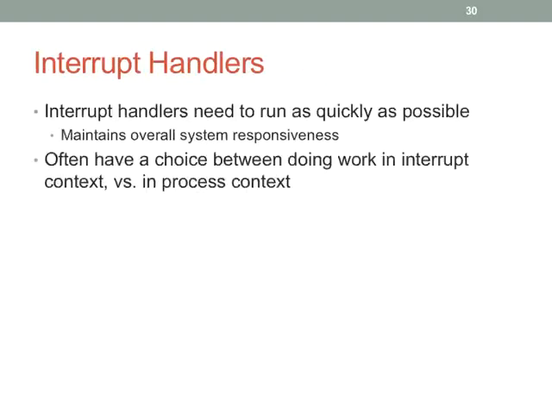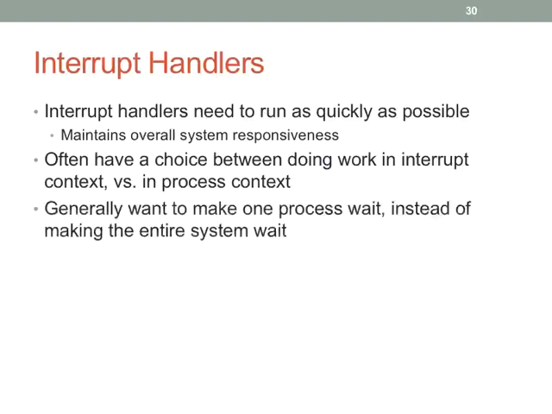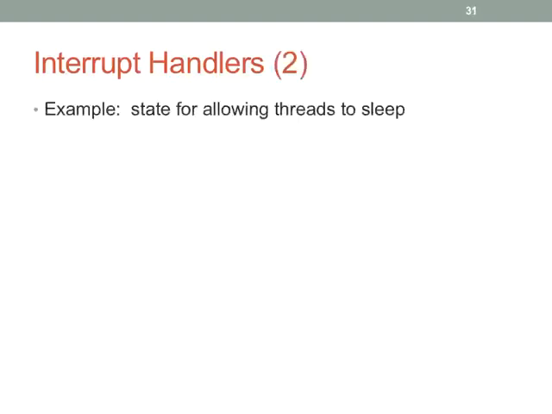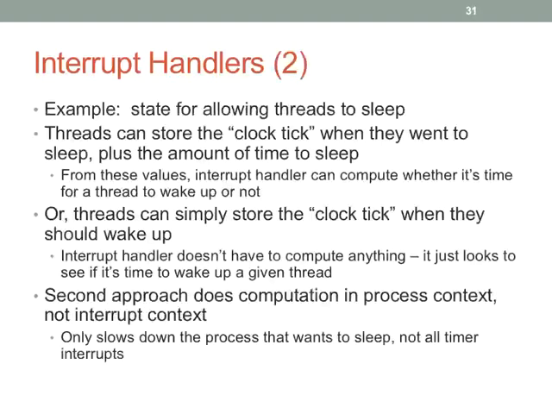Okay, interrupt handlers. So this is also important. We talked about this briefly last time, that you have a choice between working in interrupt context versus in process context. If you do it in interrupt context, everybody's affected. If you do it in process context, only that process is affected. So again, what should you choose? Well, it's really easy. You typically want to make one process wait instead of making everybody wait. Okay? There's a couple of examples in the third project, the timer sleep. So this is why it's a good example.